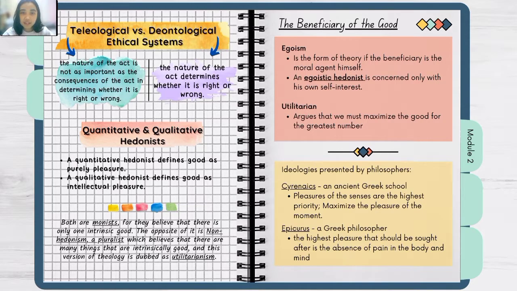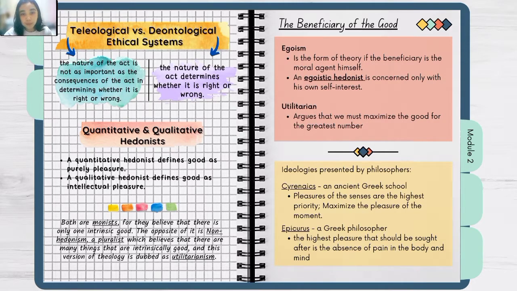On the other hand, utilitarians argue and live with the maxim that one must maximize the good for the greatest number. These are the ideologies presented by groups of philosophers called the Cyrenaics and Epicureans. For Cyrenaics, intellectual pleasure will suffer in comparison with the pleasures of the body. They said that pleasures of the senses deserve the highest priority, and our anticipation of future pleasures has no bearing on the present. They suggest to maximize the pleasure of the moment. Or in our generation, it is the so-called YOLO. You only live once, so learn to enjoy every moment.